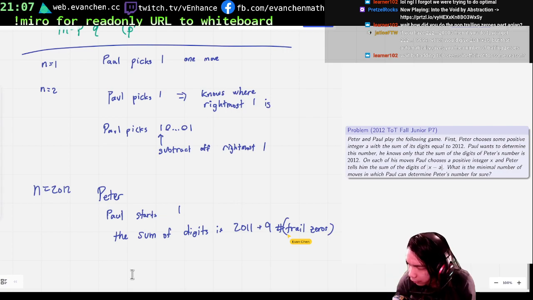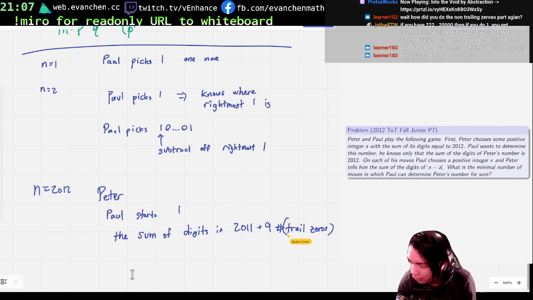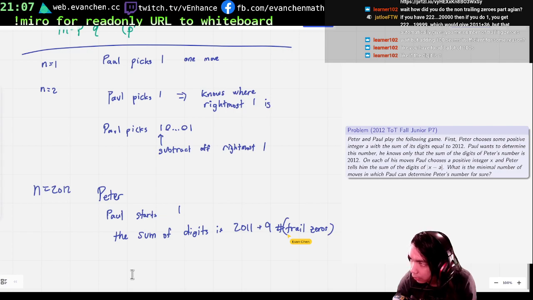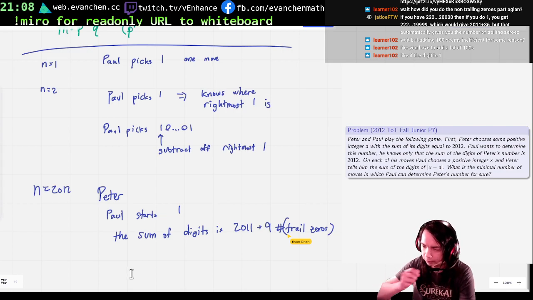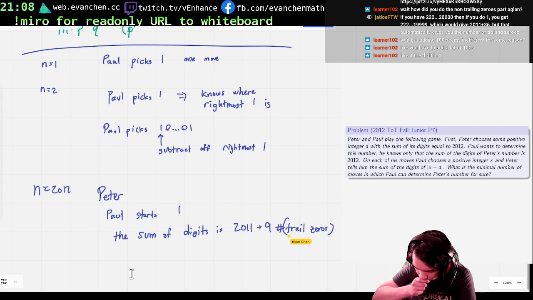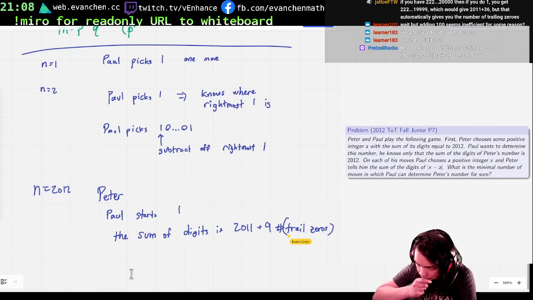Adding 100 seems inefficient. Really? How's it inefficient? I'm just getting rid of the known digit. I have to add a lot of hundreds. I give the digit is 1.